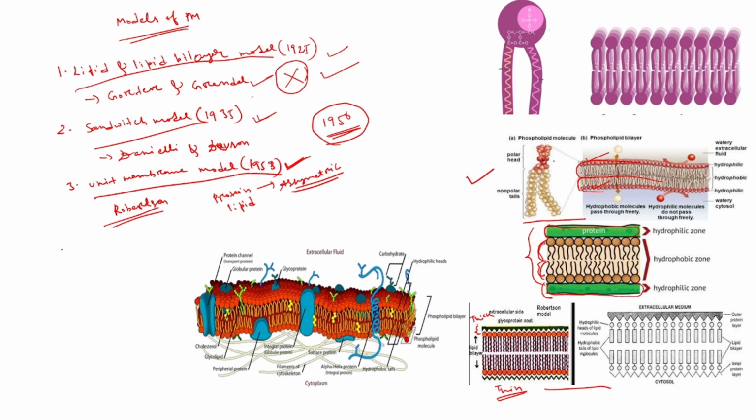So the fourth one is most important, the fluid mosaic model. It was discovered in 1972 by Singer and Nicholson.